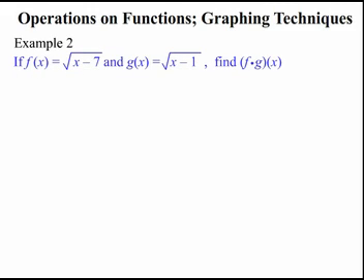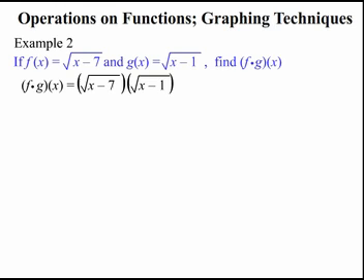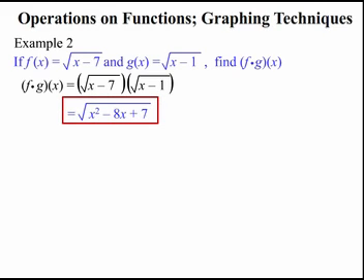Example 2, same functions, but now we're multiplying them. And when we multiply them, we actually can combine them a bit, because we can multiply insides of radicals. You know the square root of 2 times the square root of 3 is the square root of 6. So in this case, we're going to get x squared subtract 8x plus 7 underneath our radical. And our domain is going to be the same thing as for example 1. It's going to be the intersection of the two sets, which is the same thing, 7 to infinity.